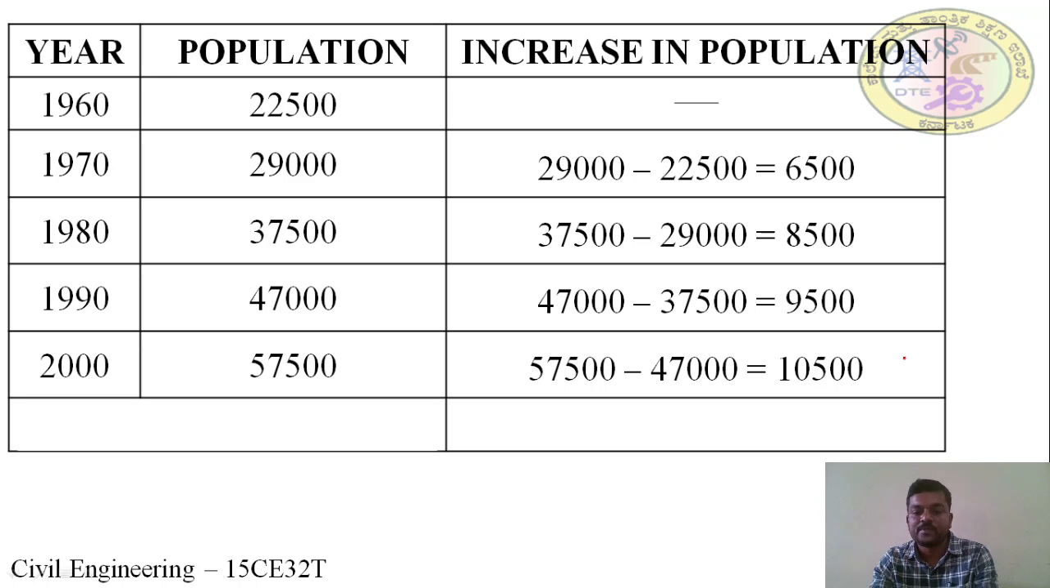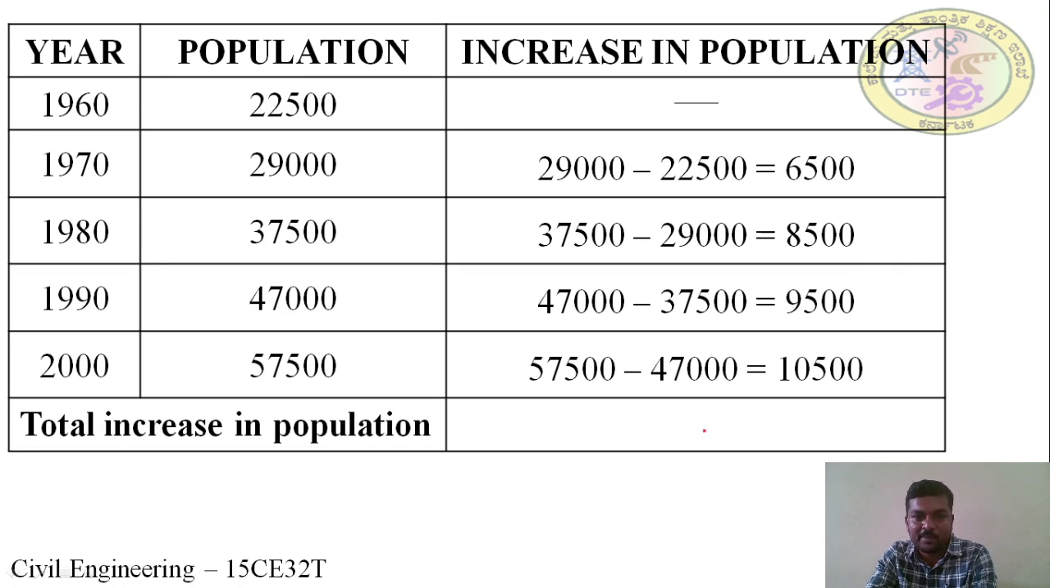constant. To find out the average increase in population, first we must add all these values to get the total increase in population. Total increase in population is equal to 6,500 plus 8,500 plus 9,500 plus 10,500, which is equal to 35,000. After finding the total increase in population, we need to find the average increase in population per decade, that is equal to the total increase in population divided by the number of decades.